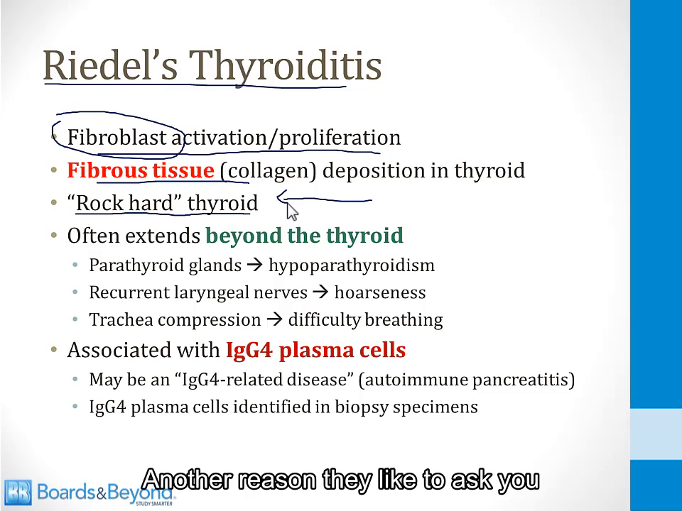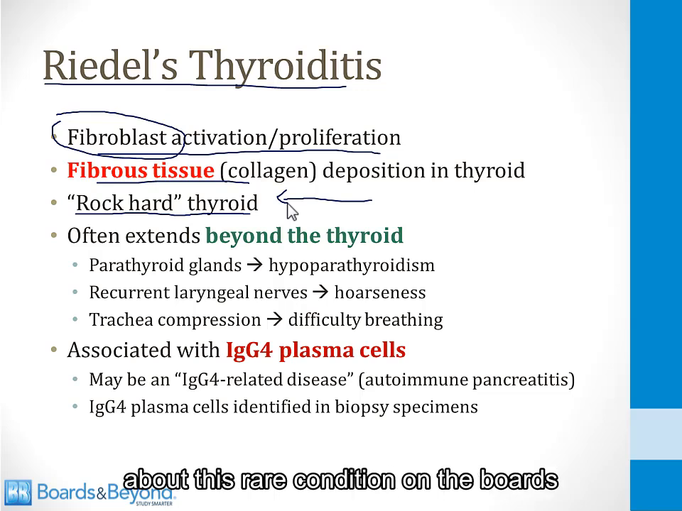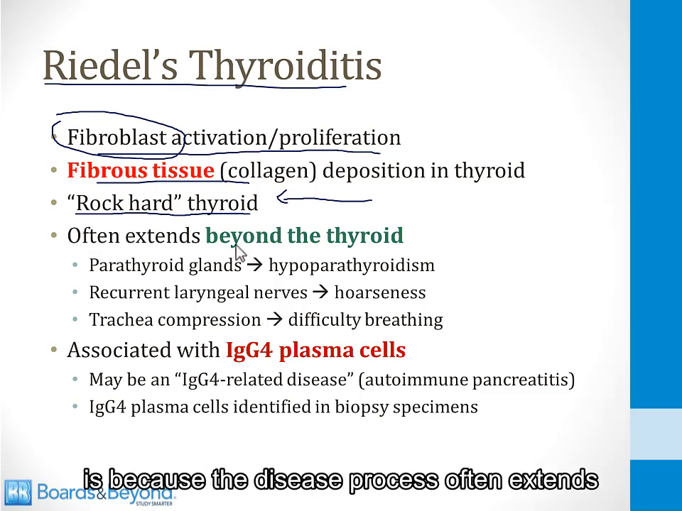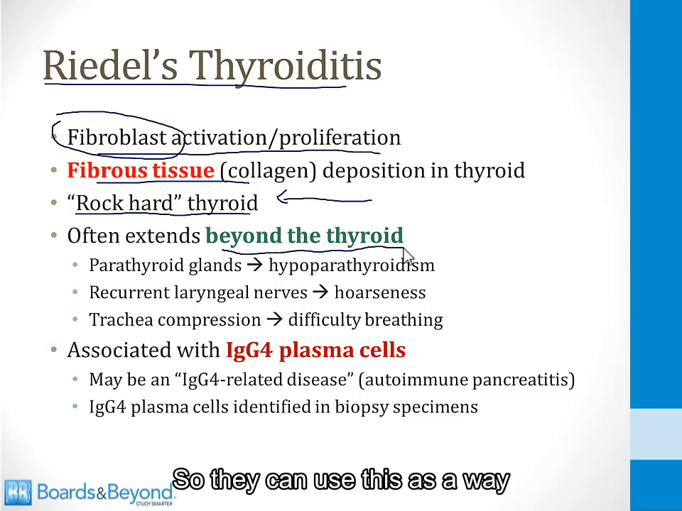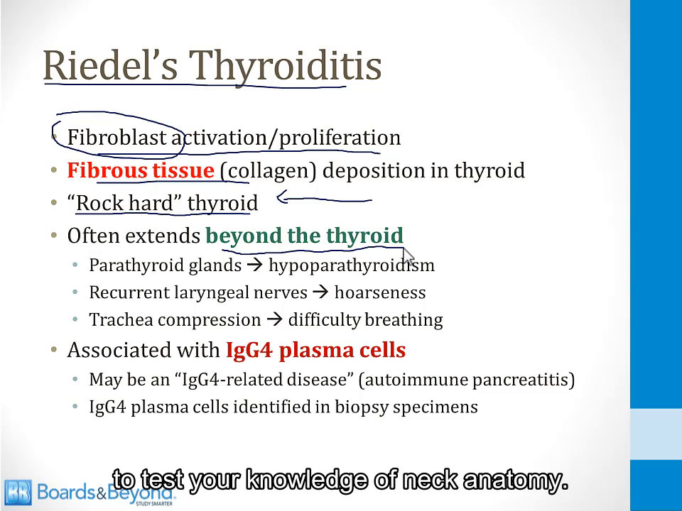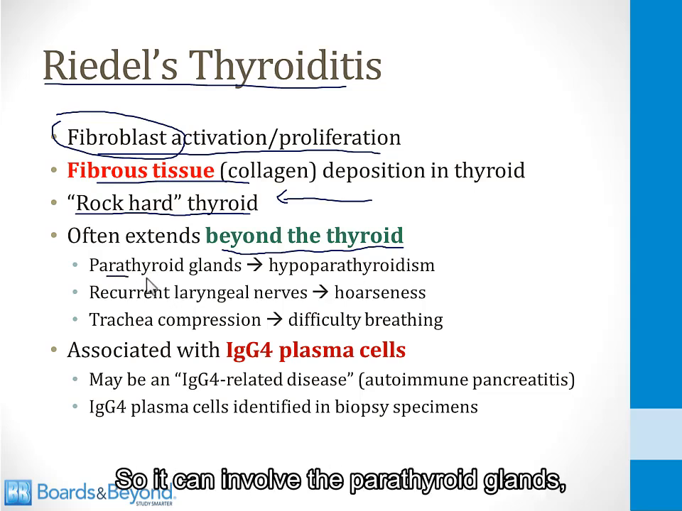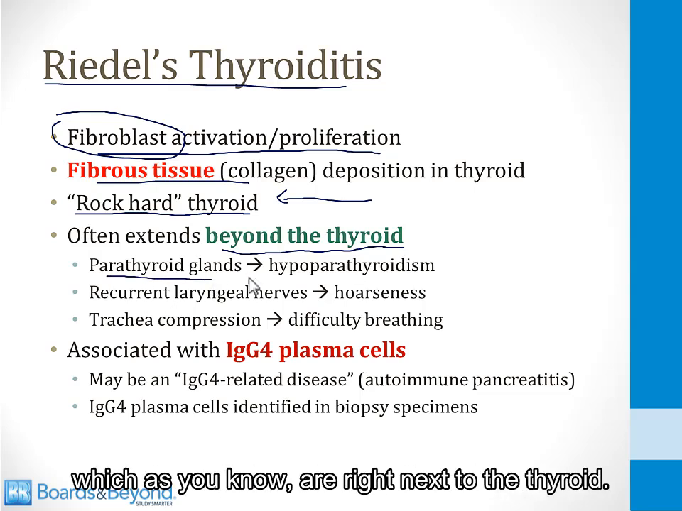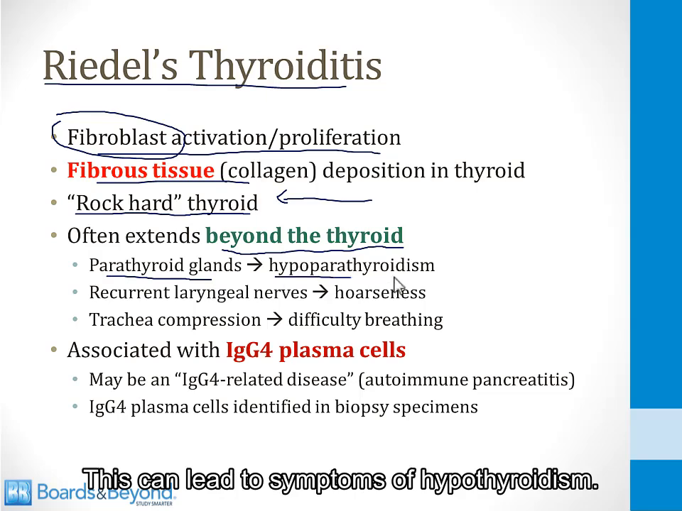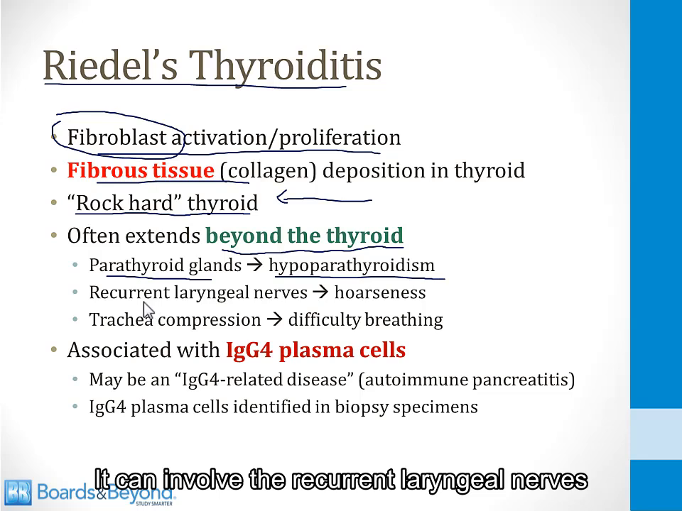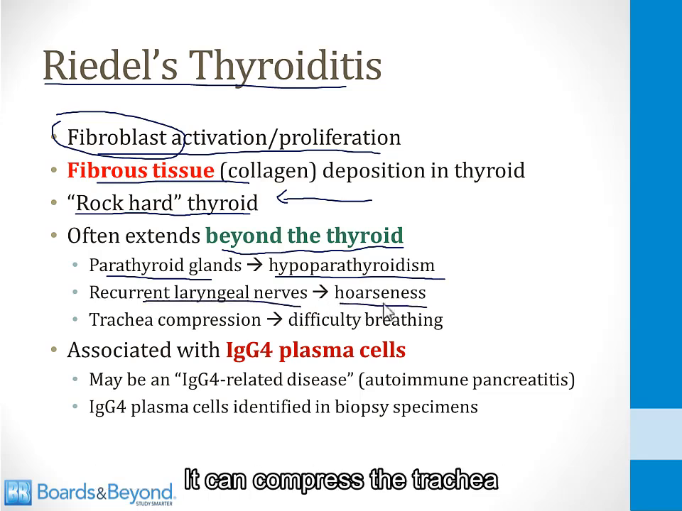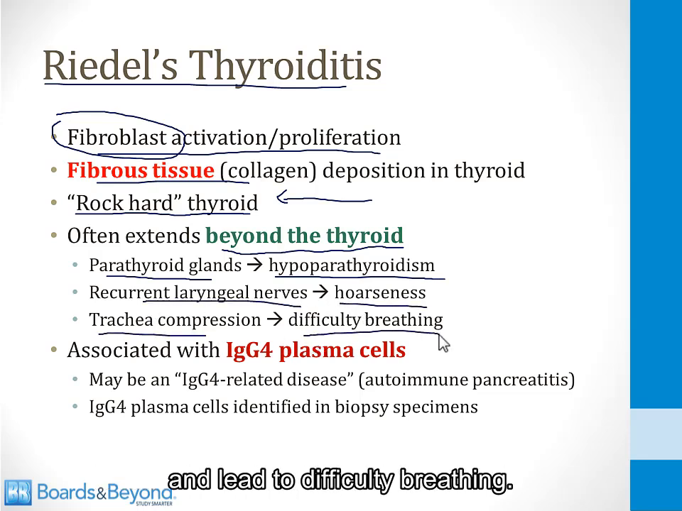Another reason they like to ask you about this rare condition on the boards is because the disease process often extends beyond the thyroid, so they can use this as a way to test your knowledge of neck anatomy. So it can involve the parathyroid glands, which, as you know, are right next to the thyroid. This can lead to symptoms of hypoparathyroidism. It can involve the recurrent laryngeal nerves and lead to hoarseness. It can compress the trachea and lead to difficulty breathing.